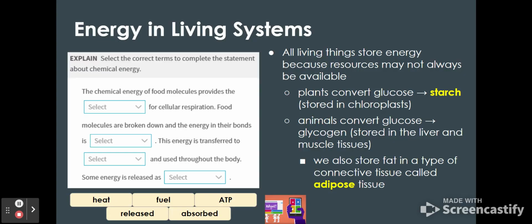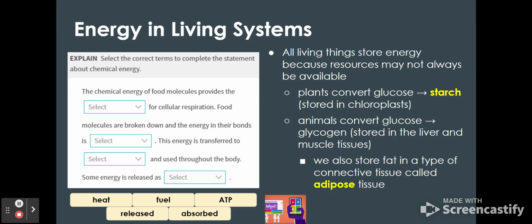Now, all living things store energy because resources may not always be available. Plants convert glucose into starch, which is stored in the chloroplast. Animals convert glucose into glycogen. Glycogen is like a fat molecule, it's sort of like an intermediary. It's sort of carbohydrate and a little bit of fat. It's stored in the liver and the muscle tissues, and it holds on to the energy that we need. So if you are eating more food than you need, your body is storing that as glycogen, and then storing it in adipose tissue, which is your fat tissue, so that it can save it for a rainy day in case it needs it later. And so that's why people get fat.